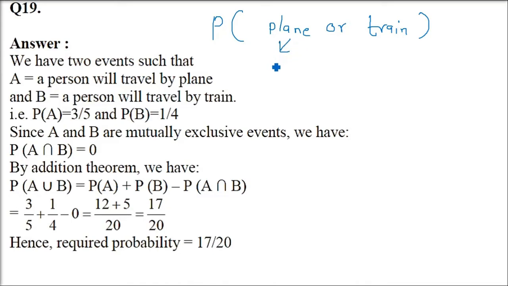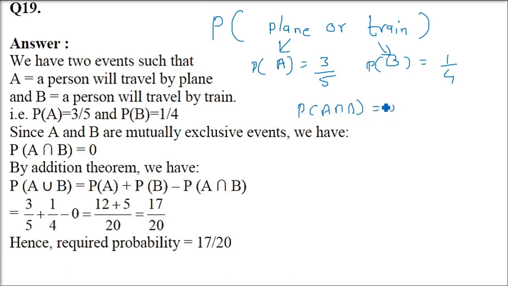So plane or train. Let us say traveling by plane is the event A, not probability, and train is event B. Now probability of A is given as 3 by 5, and probability of B is also given, which is 1 by 4. And these two are mutually exclusive events, that is P(A intersection B) has to be 0, because you cannot travel both by plane and train simultaneously. One of these is there. So this is the addition theorem. P(A) plus P(B) minus P(A intersection B) we know. Just put it here. 17 by 20 will come.